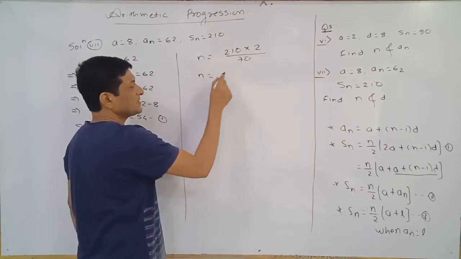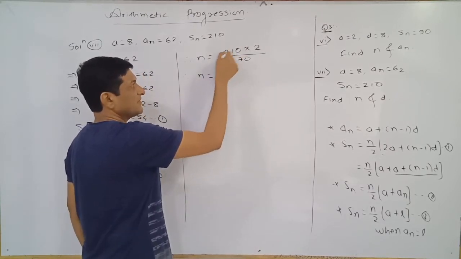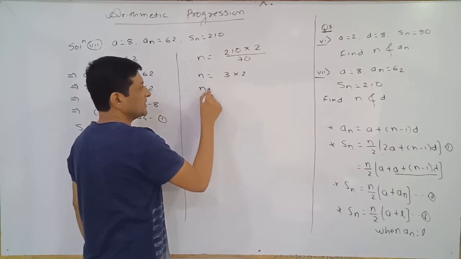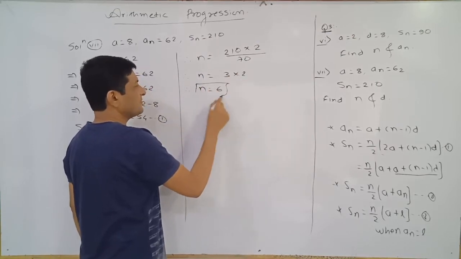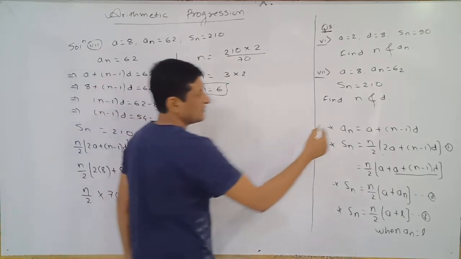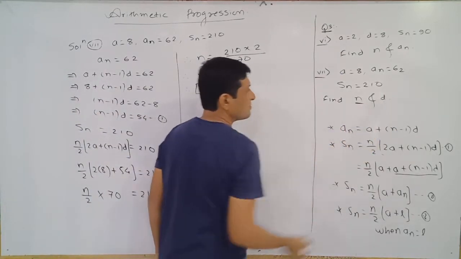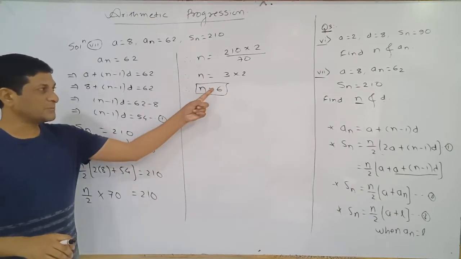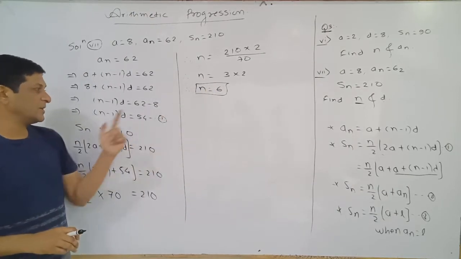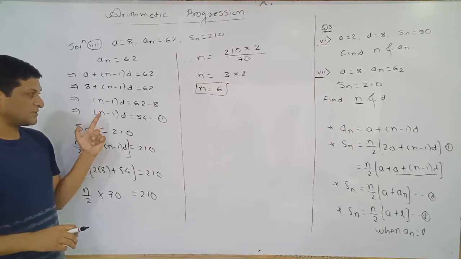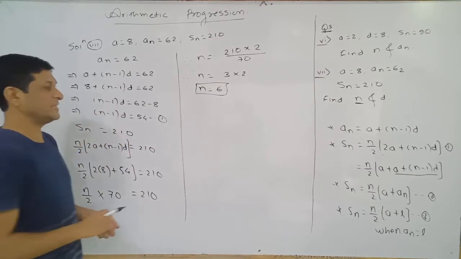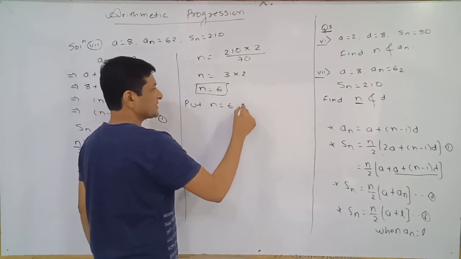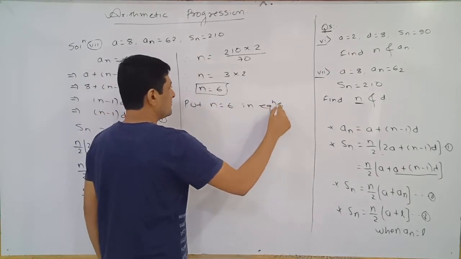So therefore n is equal to 70 ones are 73s are, so 3 into 2, so therefore n is equal to 6. So once the value of n is known to us, means we have got our first required value. Now second part of this example is to find out value of d. Now if we are substituting this value of n is equal to 6 in equation number first, we are able to find out value of d. So put n is equal to 6 in equation number first.